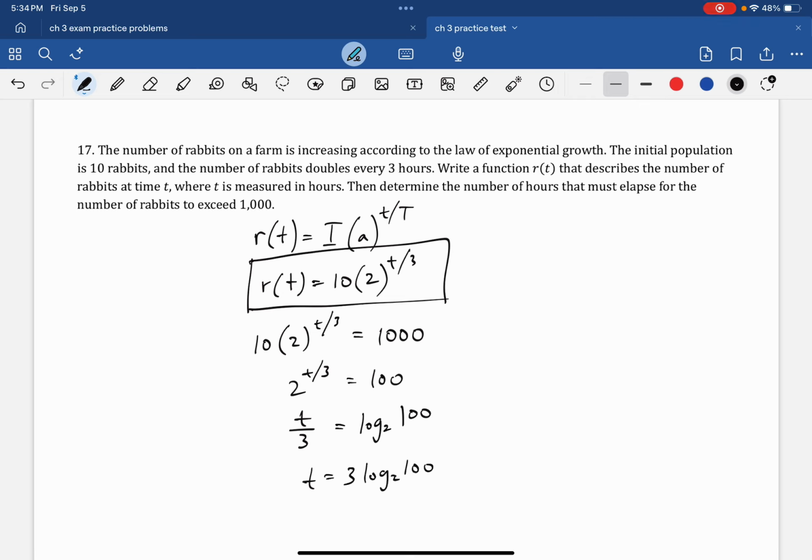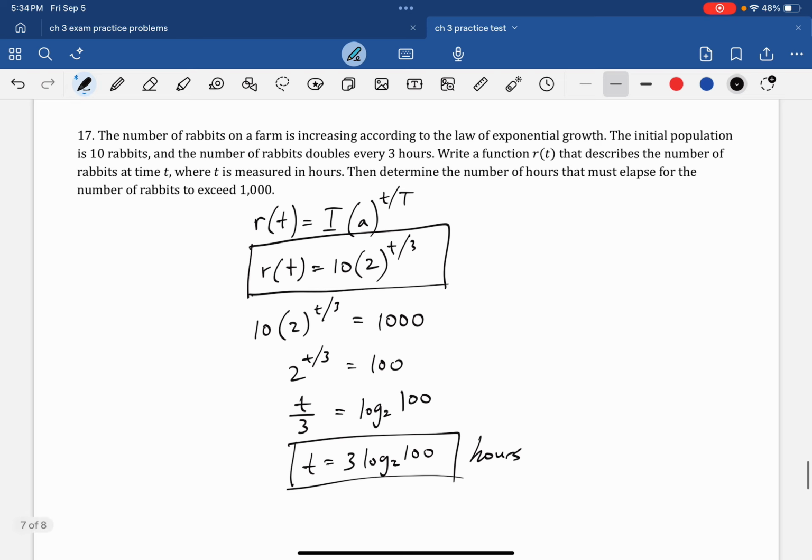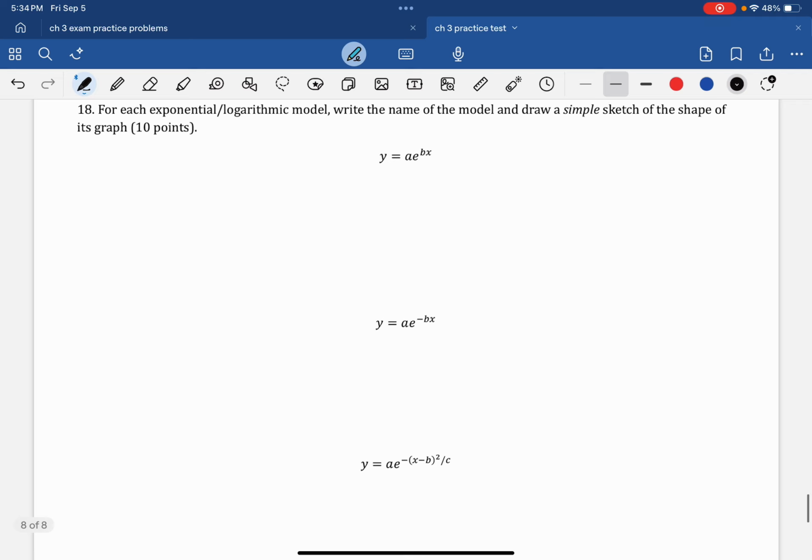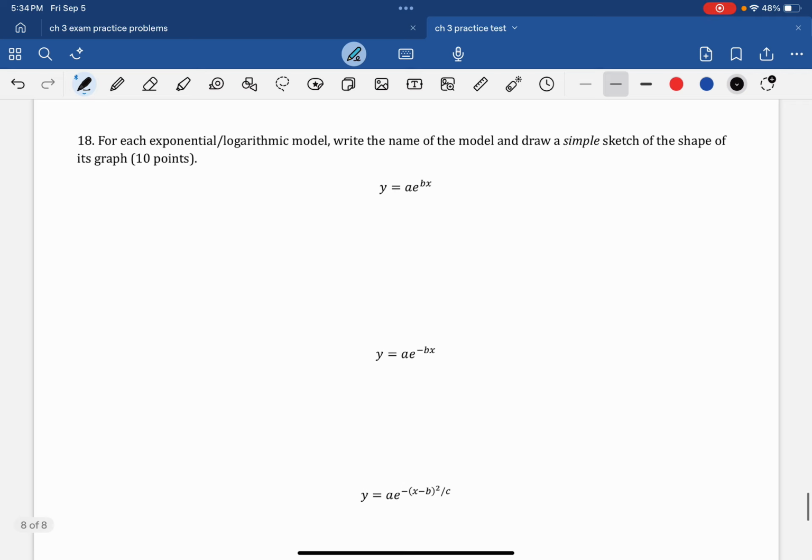Hours. If this was a science class, you would definitely need the units, but since it's math, we can let it slide. And then the final question, the final page, you can simply look at the solutions, and those are all the things you need to show in order to receive full credit.